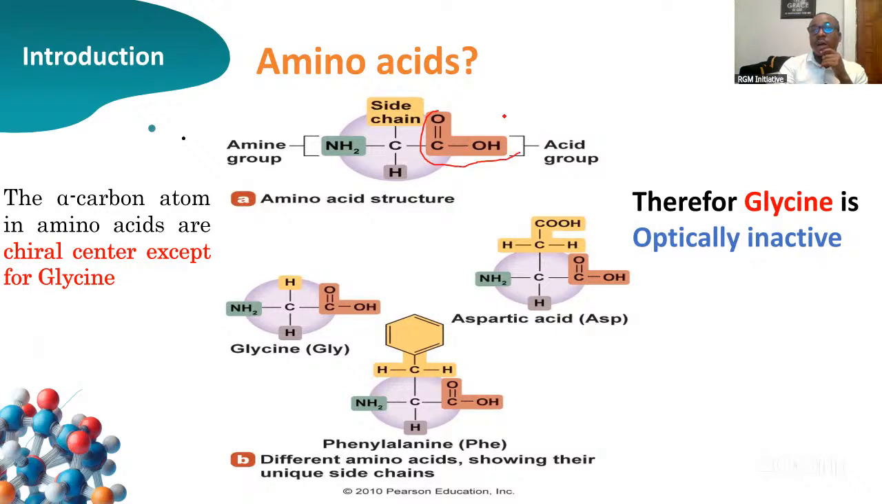One, they must have the carboxylic acid. That's actually one of how they coined the name amino acids. Two, they must have an amino group. So the amino group with the acidic group, which is the carboxylic group, makes it an amino acid.